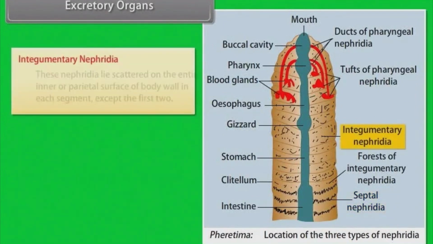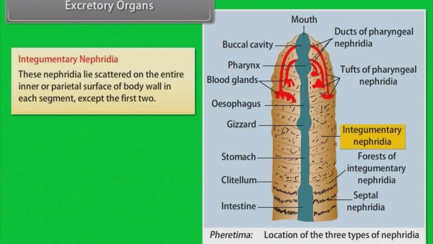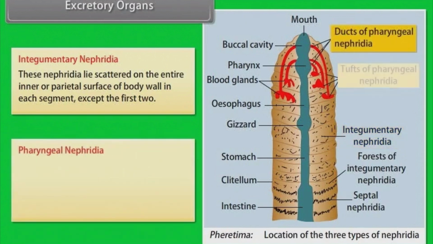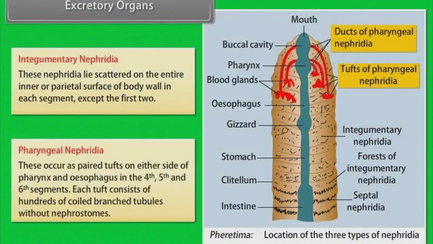Integumentary nephridia. These nephridia lie scattered on the entire inner or parietal surface of the body wall in each segment except the first 2. Pharyngeal nephridia. These occur as paired tufts on either side of the pharynx and oesophagus in 4th, 5th and 6th segments. Each tuft consists of hundreds of coiled branched tubules without nephrostomes.